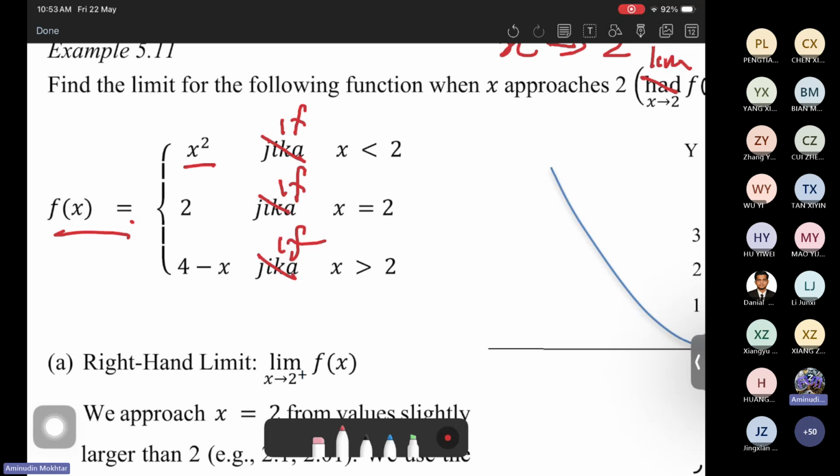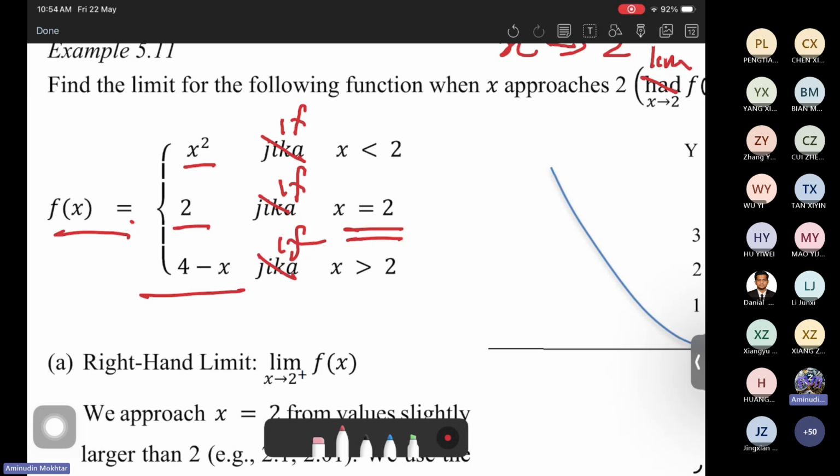But when x equals 2, what happens to the function? The value of the function is 2. And then if x is greater than 2, 2.1 and so on until infinity, the function changes to the linear 4 minus x.